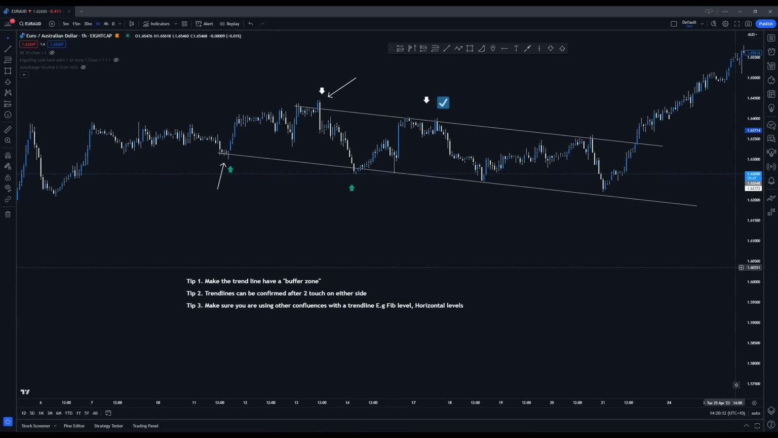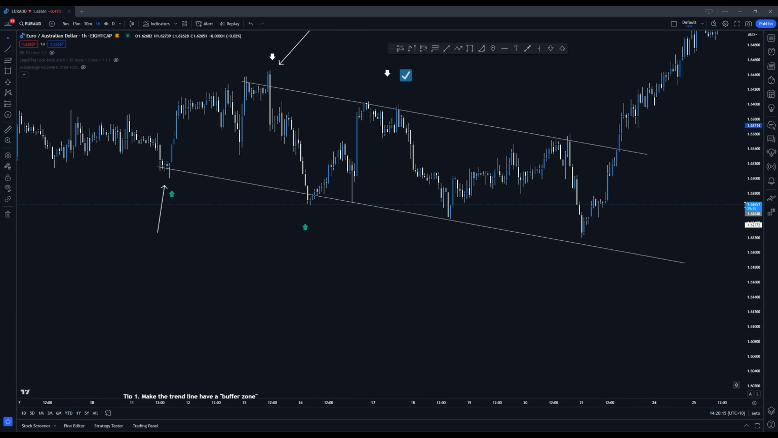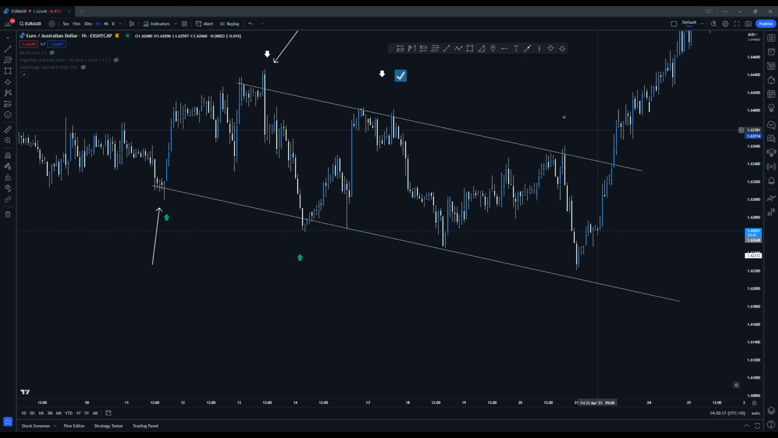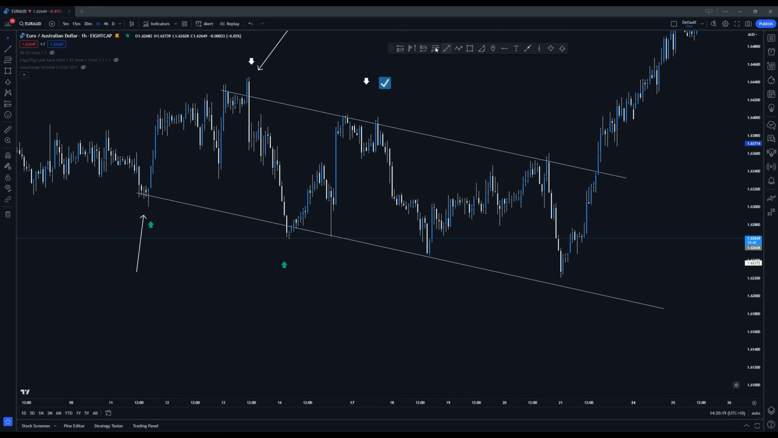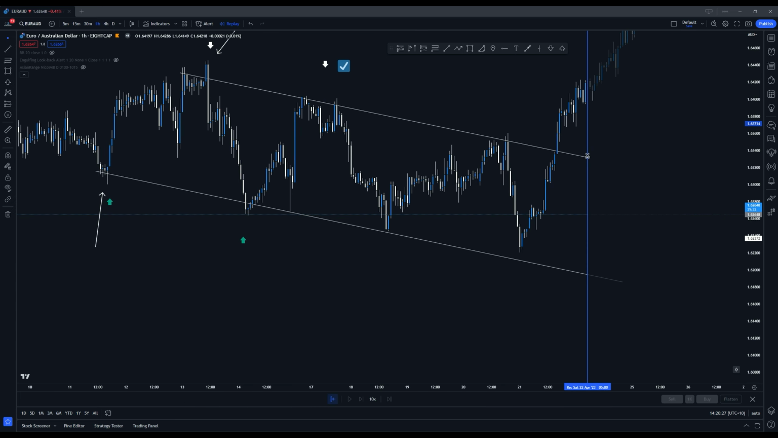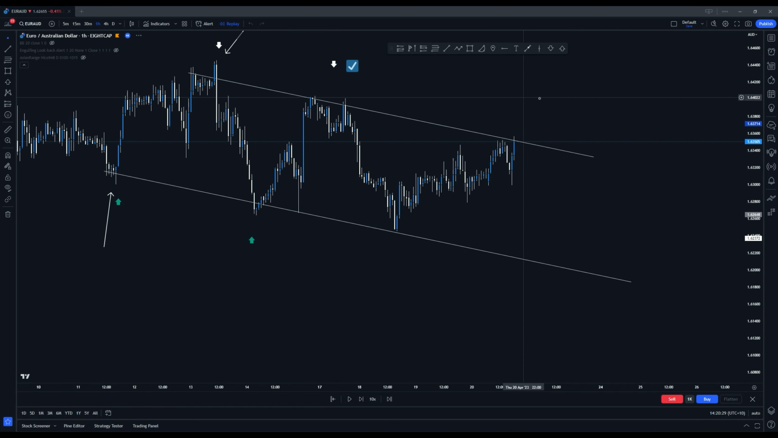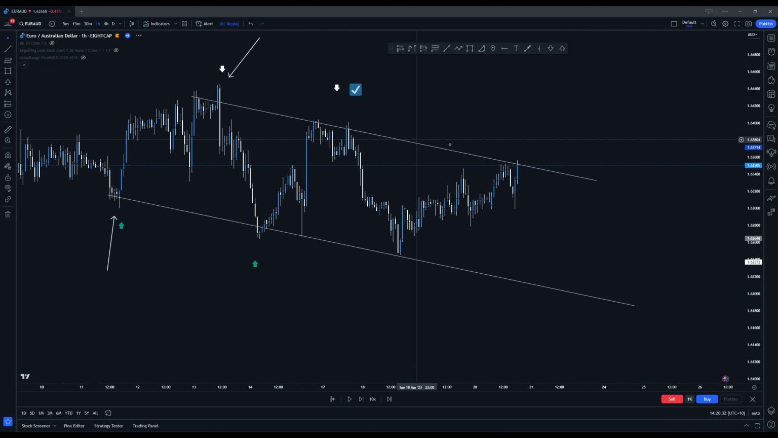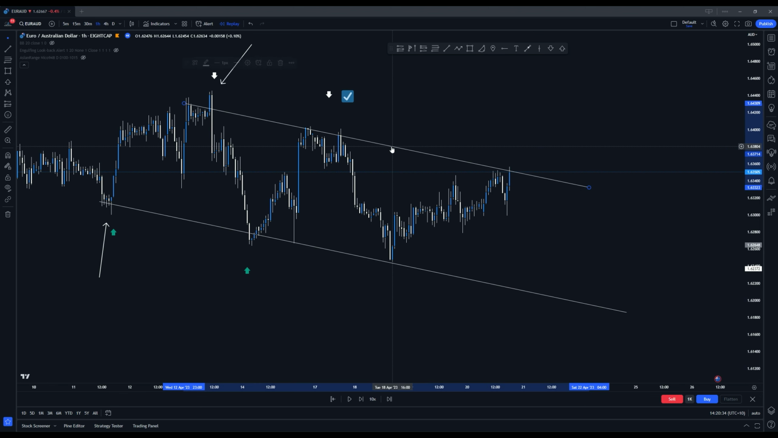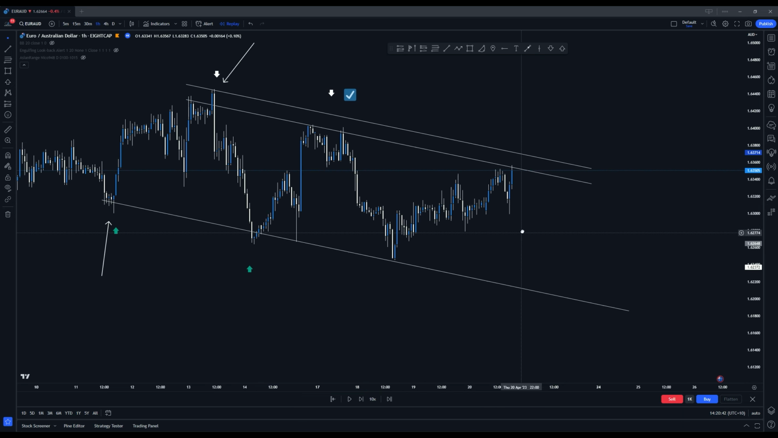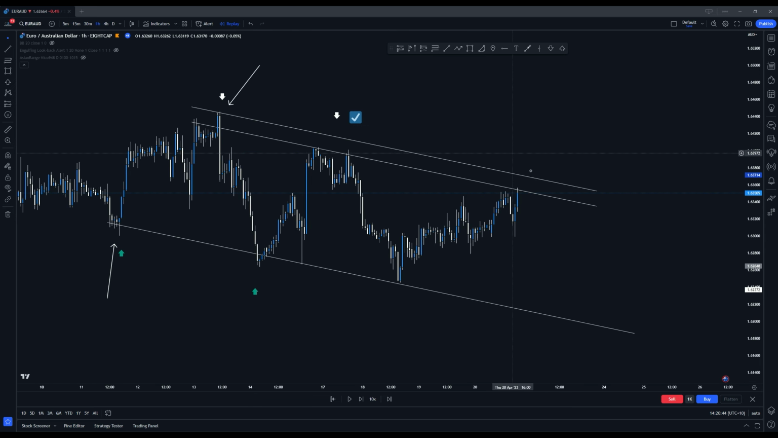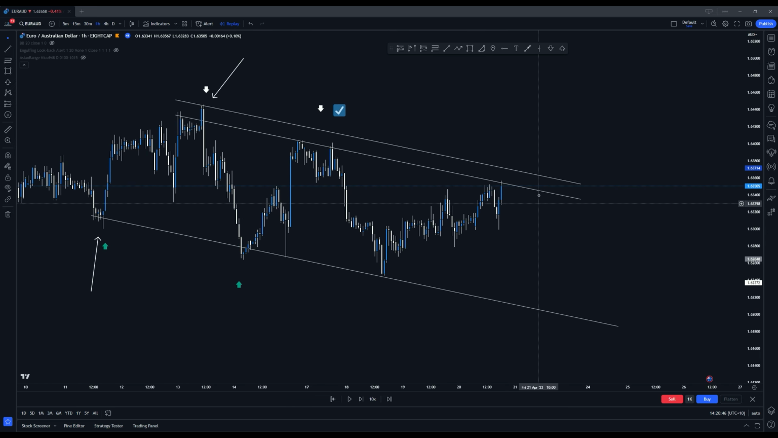So use other confluences. The best way to do that in my time of trading has been using your fibs and horizontal levels. So say the market is coming to here and we have this trend line drawn up and we want to look for a sell. We'll make our buffer zone. Righto, that's our buffer zone. We can start moving it around a little bit. Got our buffer zone here, and now we want to look to sell at this trend line.